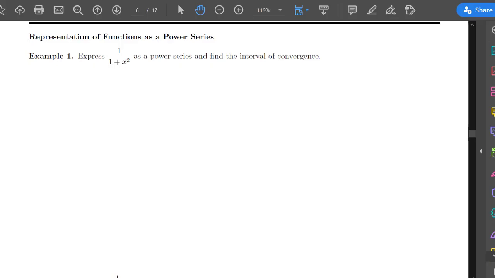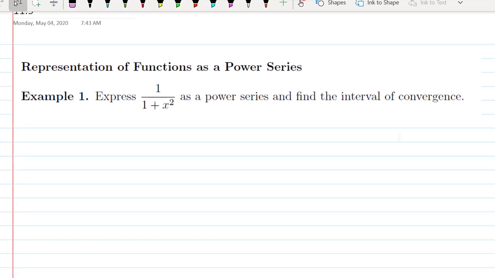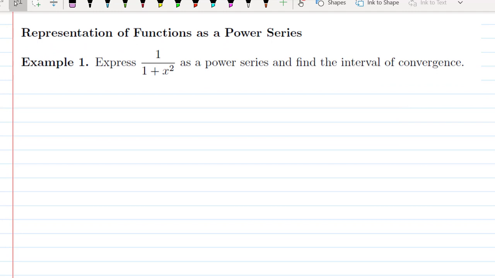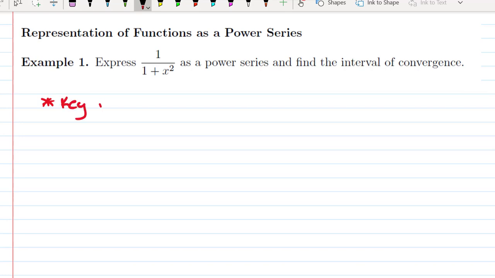All right, so in 11.9, we're going to be talking about representations of functions as a power series. So we're going to start right in on an example, but the key for all of the stuff that we're doing in 11.9 is based on the geometric series. So our key idea is the following. A is going to be the sum of a geometric series.